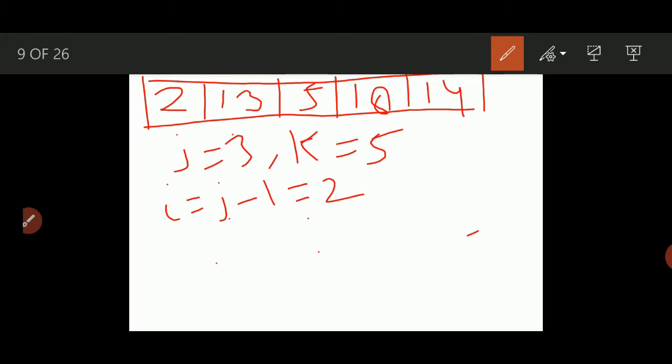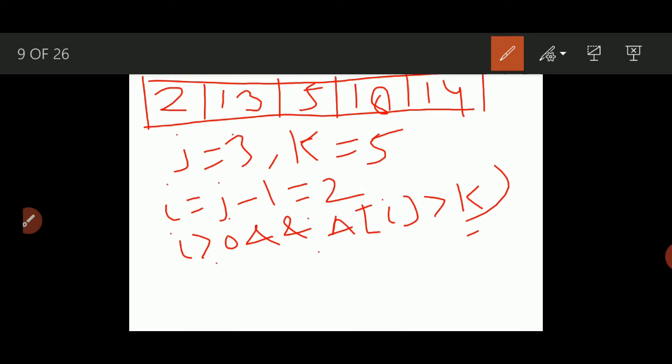So the while condition is checked. i is greater than 0. This first condition is correct, and then the second condition: a of i is greater than key. Both conditions are in the while condition, okay. i is greater than 0, this is right. a of the ith position is 13. Then 13 is greater than the key value, which is 5. This is right, okay. The condition is true, so the position swapping is allowed.